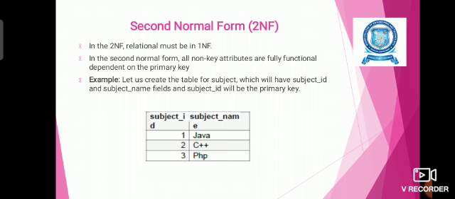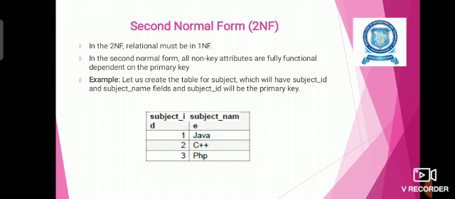Next one is second normal form, shortly called 2NF. For a relation to satisfy the second normal form, at first it should be in first normal form. In the second normal form, all non-key attributes are fully functionally dependent on the primary key. This is the condition to hold the 2NF form: all the non-key attributes should be fully functionally dependent on the primary key.